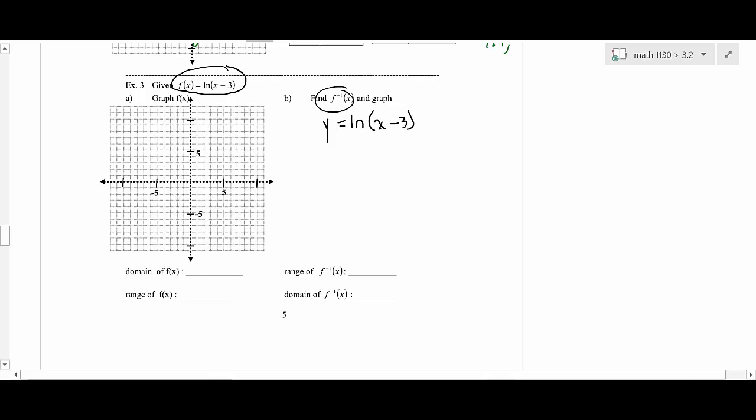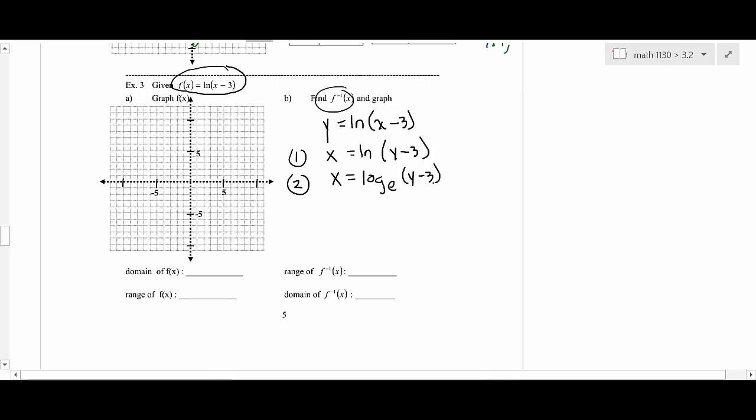Now you want to make sure you know how to crunch out inverses. It's real important. What do you do with x and y when you find an inverse? You flip them. So the first thing you want to do is change the y to x, and then change the x to a y. Now you've got to solve this equation for y in order to get the inverse. You want to know that the ln is a log base e of y minus 3 like that.